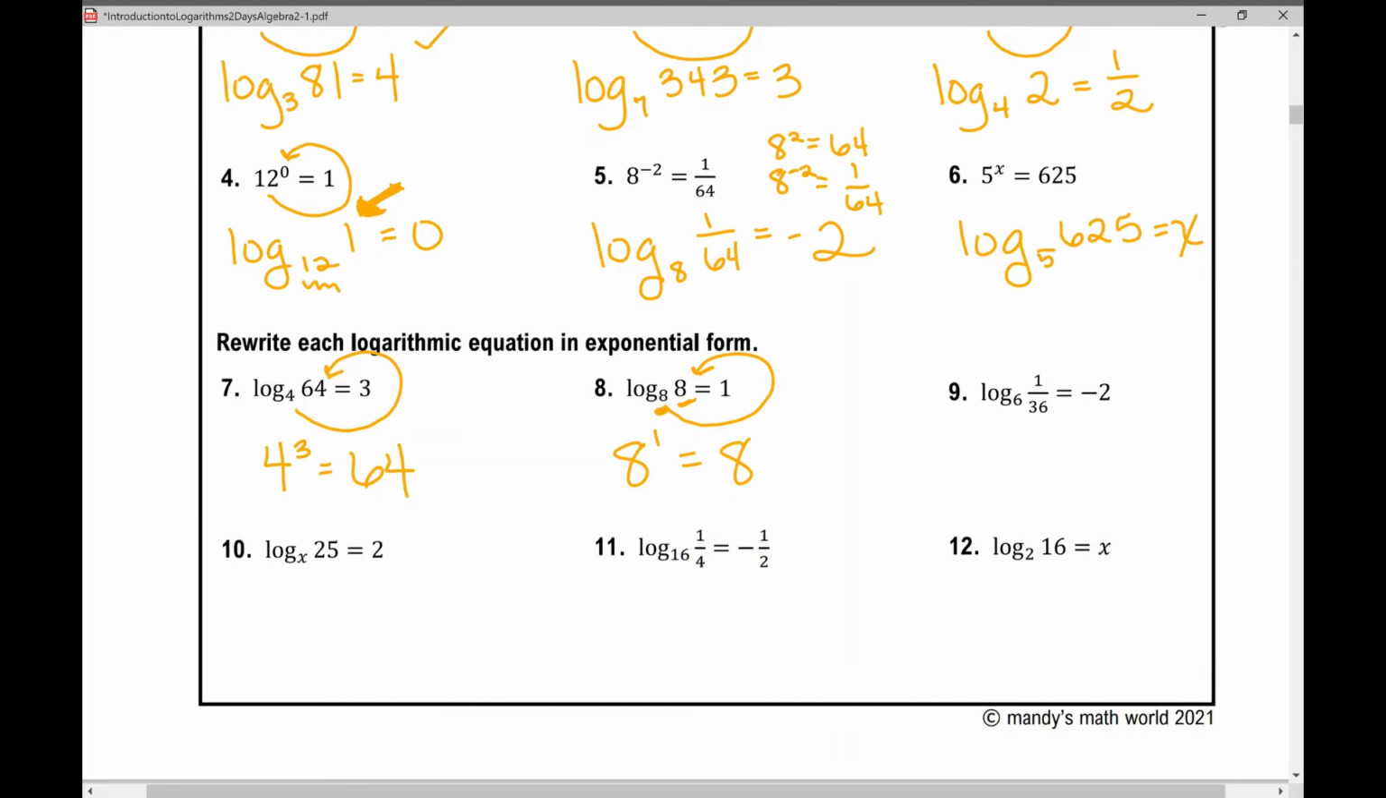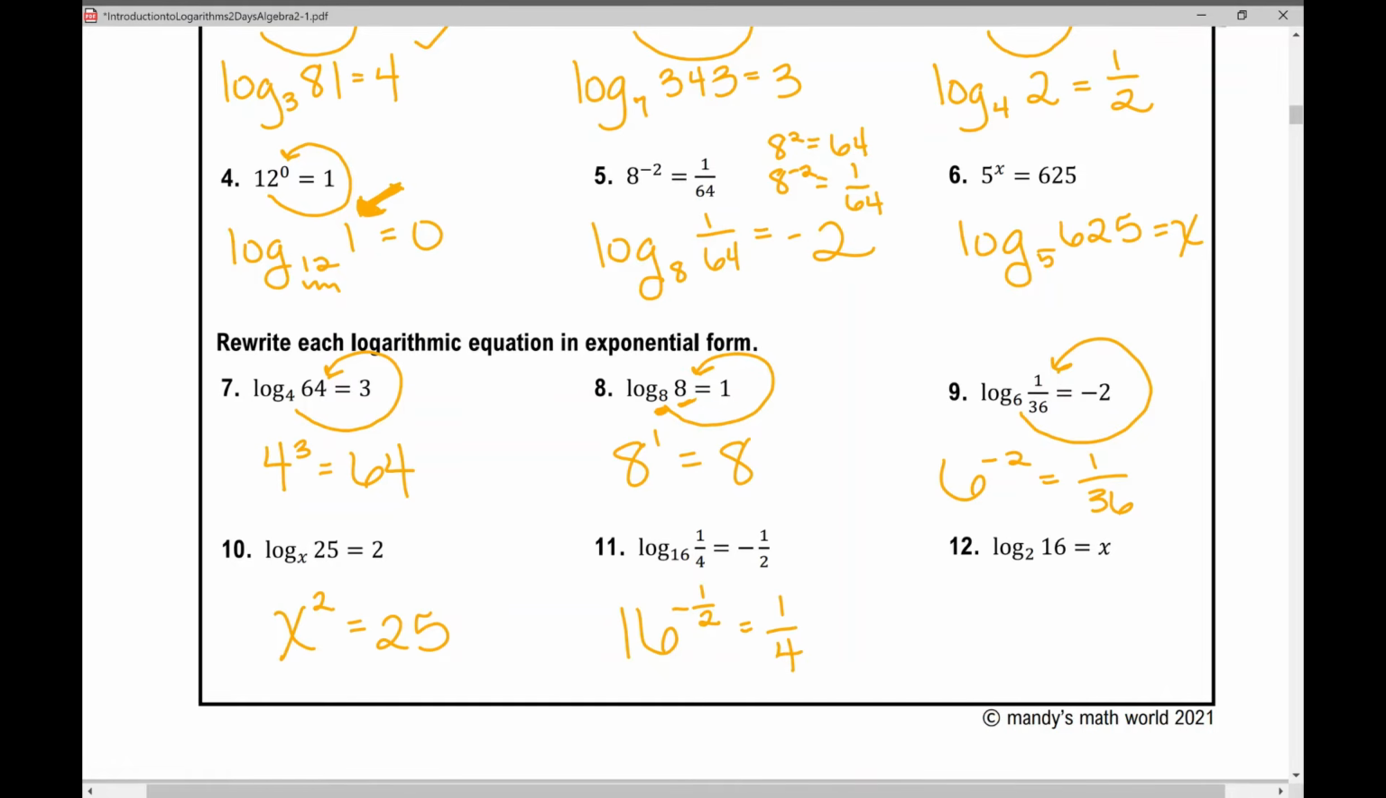Let's move on to number 9. Log base 6 of 1/36 equals negative 2, which means 6 to the power of negative 2 is 1 over 36. Let's do the next one. What is that going to be? X to the power of 2 is 25. What about the next one? 16 to the power of negative 1/2 is 1/4.